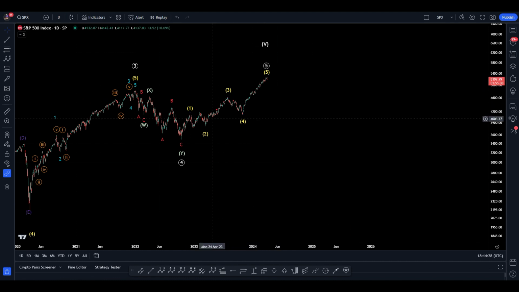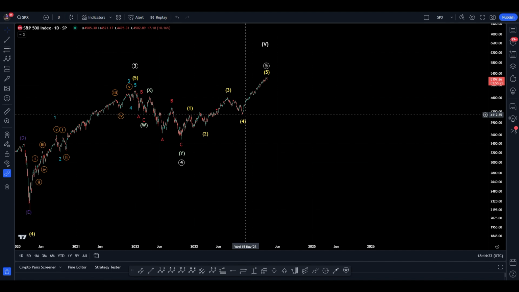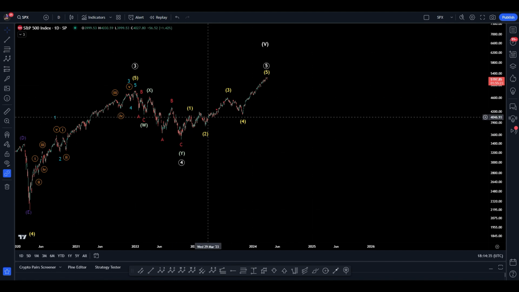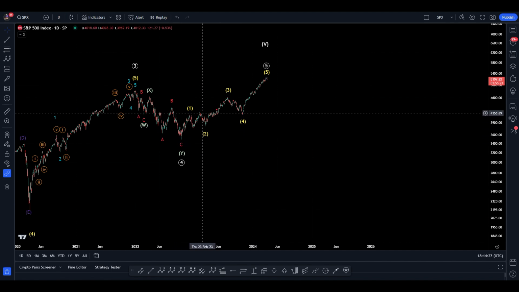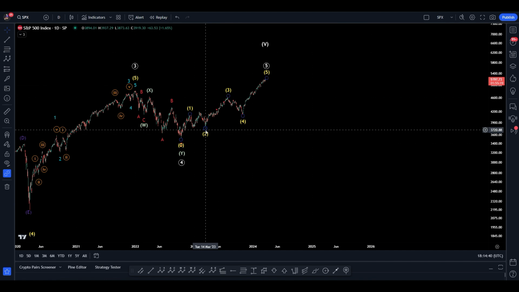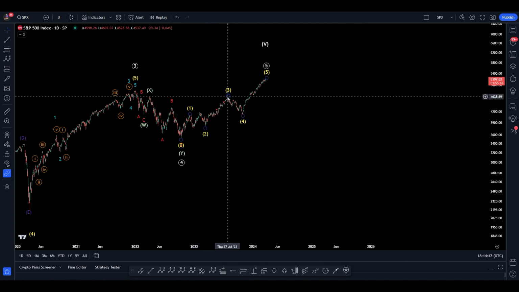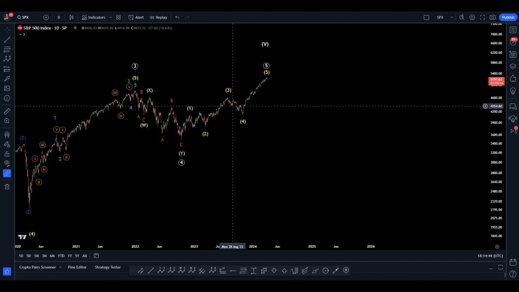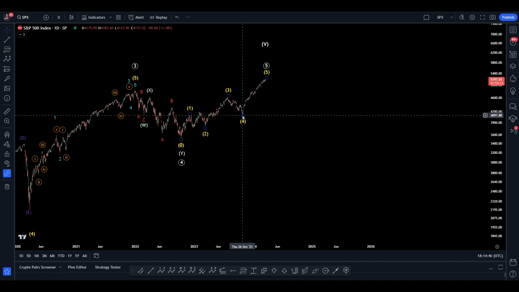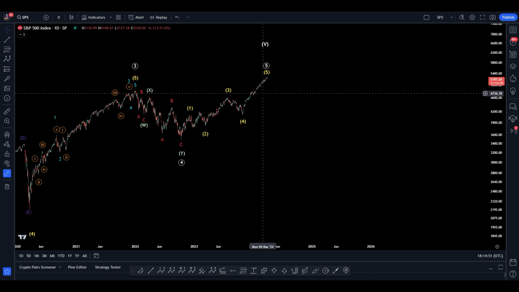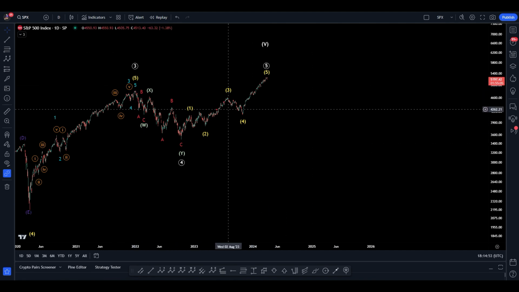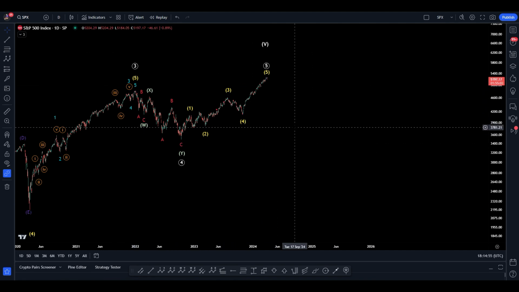All right, so what we have here is labeled as an impulse. So 1 with a flat 2, 3, and a double zigzag 4. Okay. Again, it's the same thing right here. Label how you want. Double zigzag, triple zigzag. You might even be able to make that one a single zigzag. Okay. Doesn't matter. Who cares?